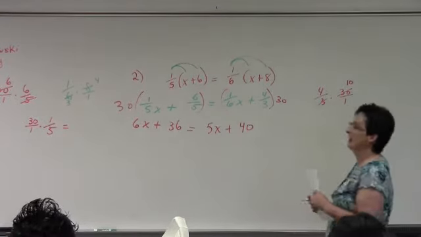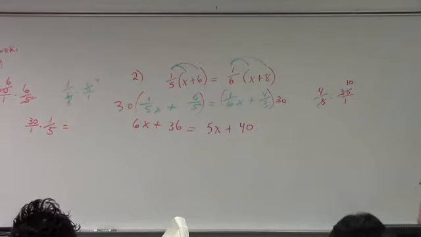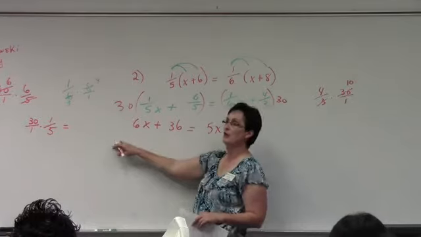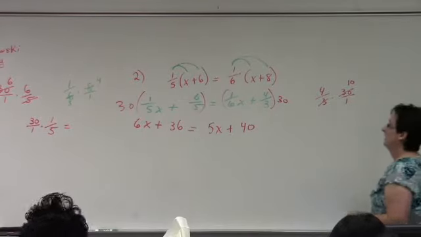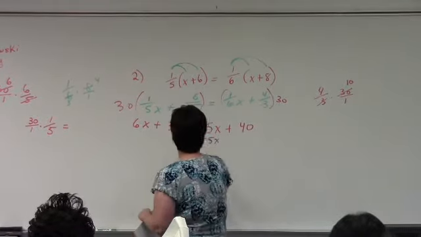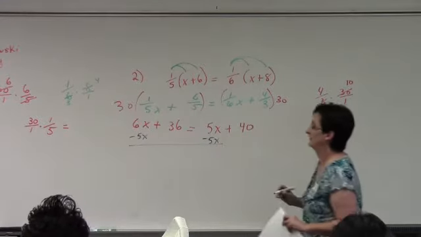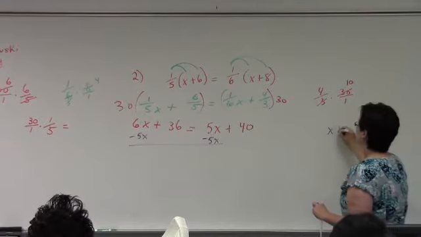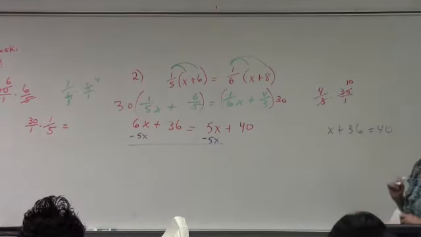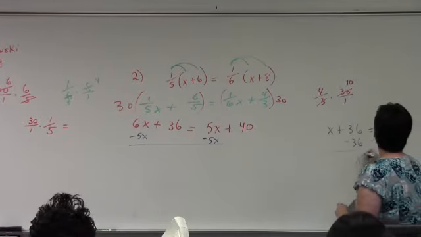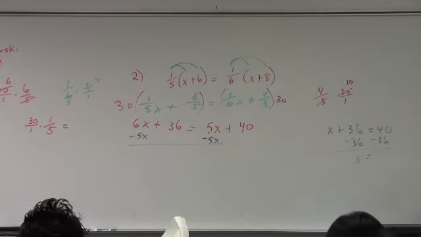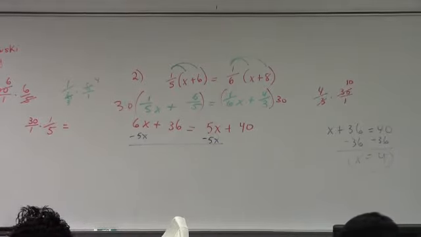Yes. So now all the fractions are gone, and we need to get the x's together. Would you like to move the 5 or the 6? We'll do the 5. Does it really matter? No. No. All right, so we're going to move the 5. 6x minus 5x is? X. And the last step. I slide the X. 40 minus 36 is? 4. Yay. Is that on there? Yep. Aren't we lucky?